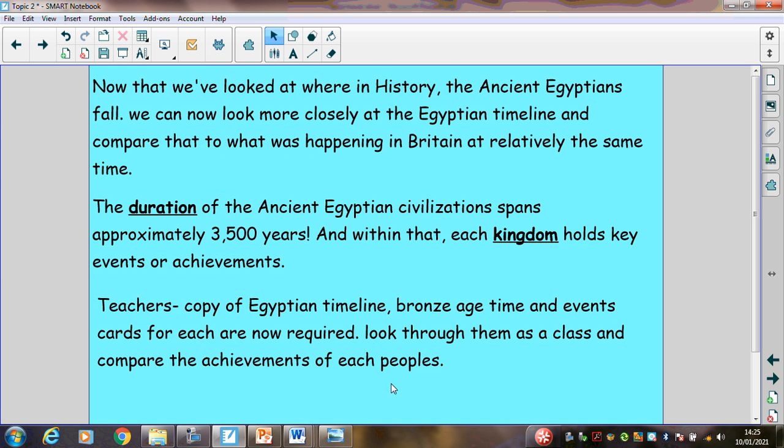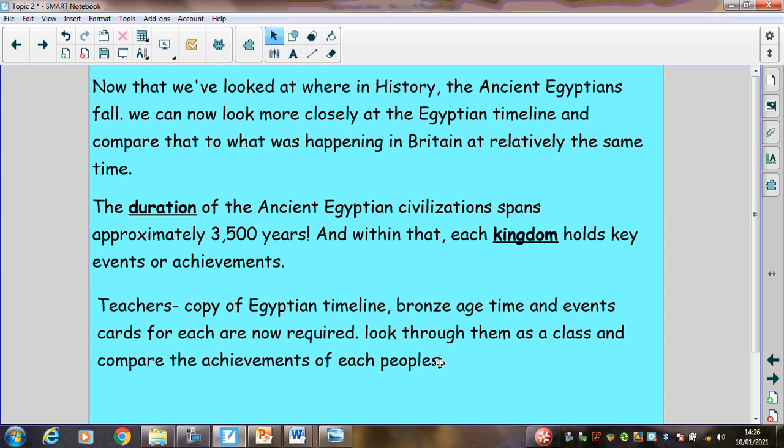Okay, so now that we've looked at where in history the ancient Egyptians fall, because it's really important to understand when we're thinking about the chronology of world history how far back the ancient Egyptians are, we can now look more closely at the Egyptian timeline and compare that to what was happening in Britain at relatively the same time, because obviously we don't live in Egypt, we live in Britain. So I think it's interesting to understand what was going on where we live around the same time as the ancient Egyptian civilization.